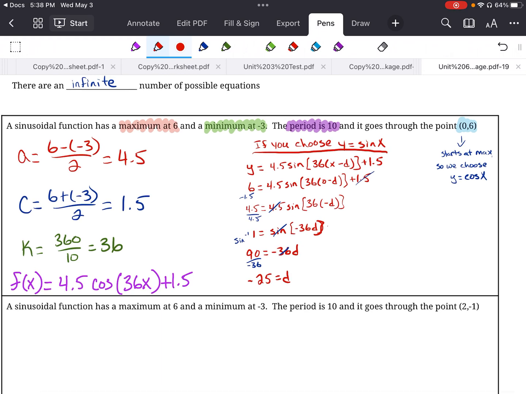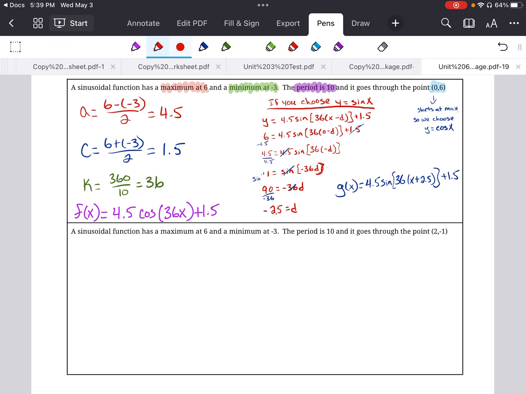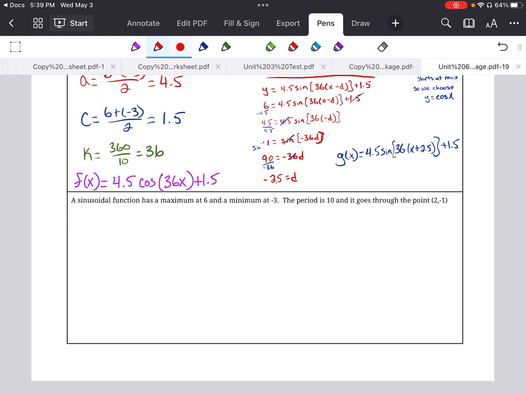So if you wanted to do sine x, you do all this work to find your phase shift and then write the new equation. So g of x equals 4.5 sine, k value of 36, x plus 2.5, plus 1.5. Okay, a lot of work. So it's much easier just to choose the cosine in this situation.